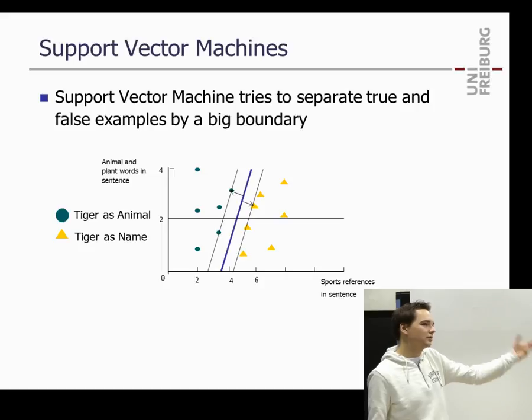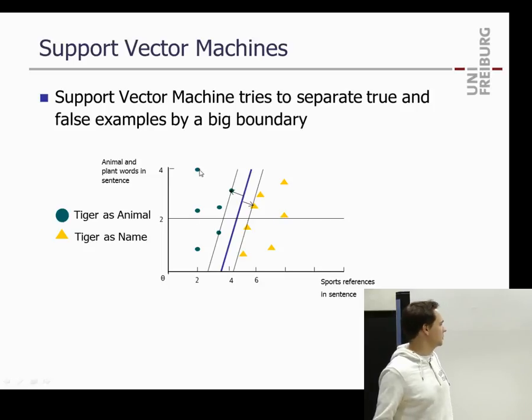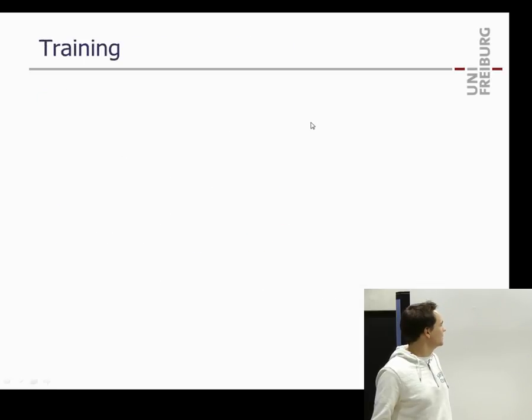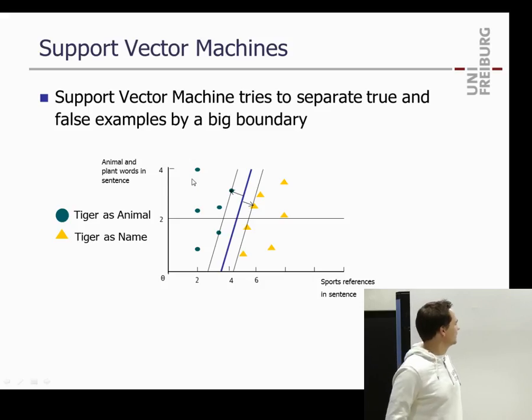To show what the SVM does in a 2D plot, it's good to have some numerical features. That's why we tried to come up with a numerical example with numerical features. So this here means I have just 2 sports references, but 4 animal words, and then it's an animal. Each marker is one word occurrence, sorry. It's the classification of tiger in that sentence. So we examine features of the sentence.